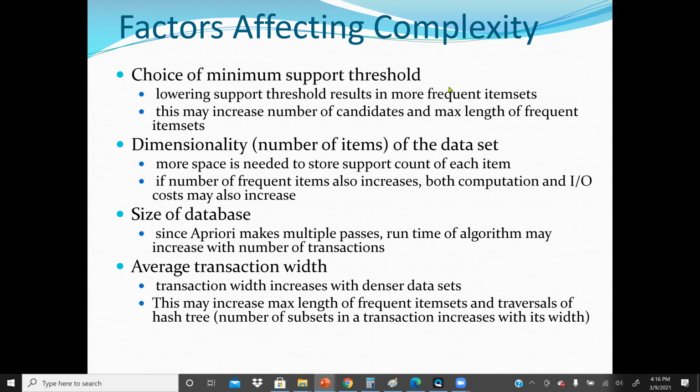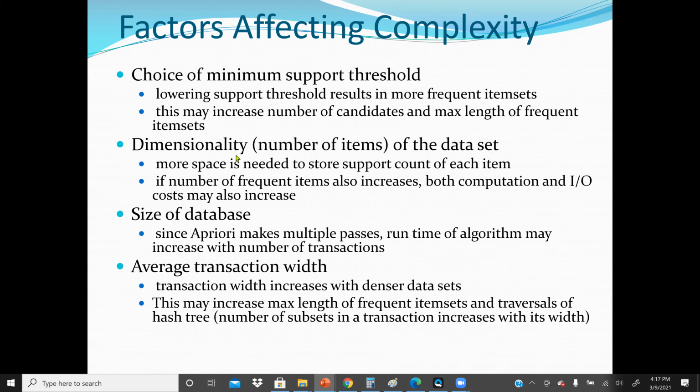So, the factors that affect the complexity. First, of course, the choice of minimum support threshold. If the minimum support threshold is very low, we are going to generate a lot of rules. So lowering the support threshold results in more frequent item sets. This may also increase the number of candidates and the maximum length of frequent item sets. We know in computation, especially algorithms, the goal is for the algorithm to make decisions very fast and consume less memory or resources.